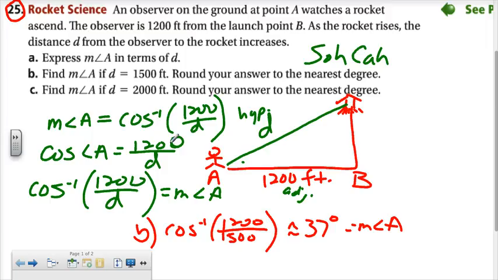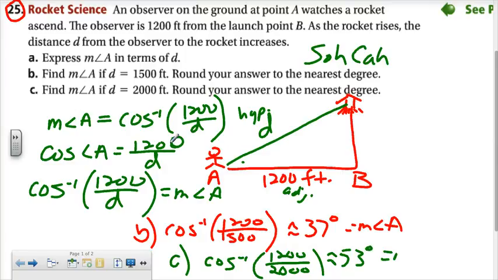Then, for C, it says, all right, well, what if it's 2000? Well, then we do the inverse cosine of 1200 divided by 2000. And that's approximately 53 degrees for the measure of angle A. So they're just getting you to see what's going to happen to that angle as that rocket ascends, as it goes up into the air.